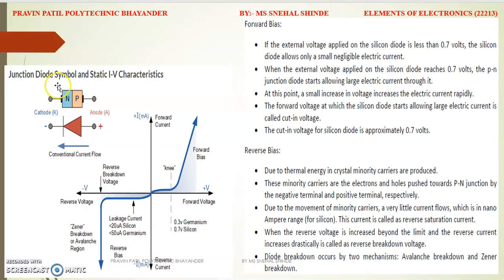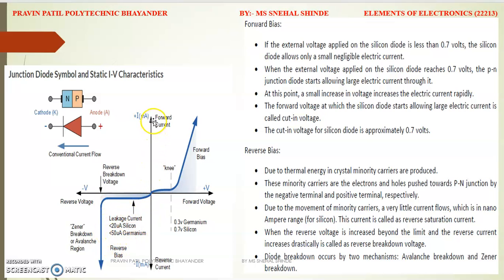Here this is the PN junction diode. Here is the symbol. The arrowhead is the anode terminal and this is the cathode terminal. So conventional current flow will be from anode to cathode. This is the forward characteristics. This is the reverse characteristics.